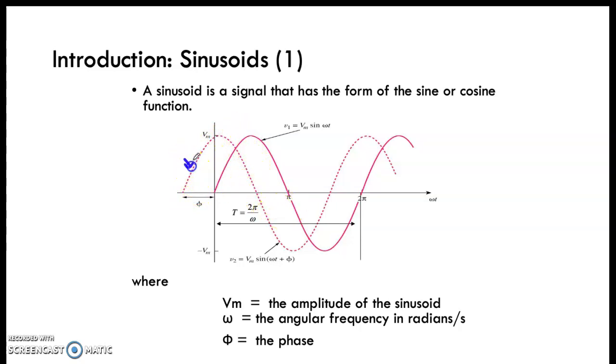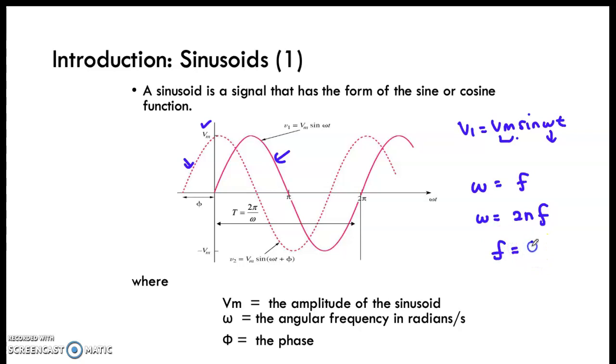One is the dotted line, one is the straight line here. The straight line here denoted by V1 is equal to Vm sine omega t. Vm here is the amplitude, and omega here is the angular frequency. You relate the angular frequency to the frequency by omega equals 2 pi f. So you can get the frequency f equal to omega over 2 pi.